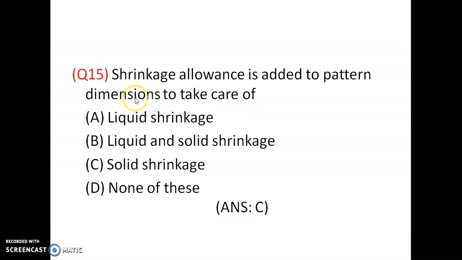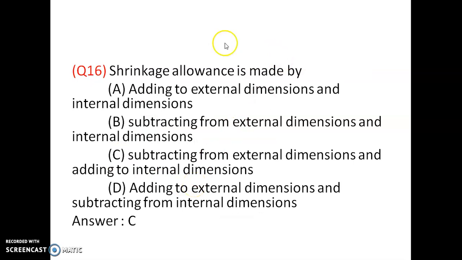Then, shrinkage allowance is added to the pattern dimensions to take care of which shrinkage: liquid shrinkage, liquid and solid shrinkage, or solid shrinkage. So option C is correct, solid shrinkage. Shrinkage allowance is made by adding to external dimensions, adding to internal dimensions, or subtracting from external dimensions and adding to internal dimensions. Option C, subtracting from external dimensions and adding to internal dimensions.